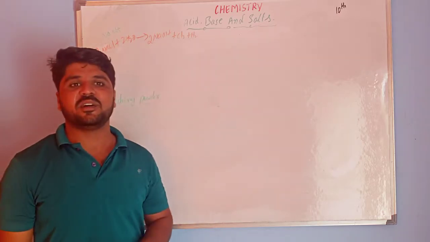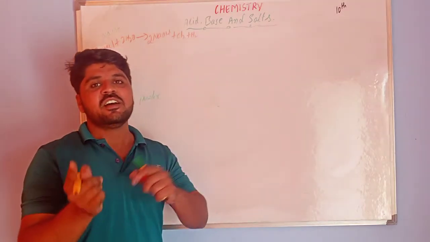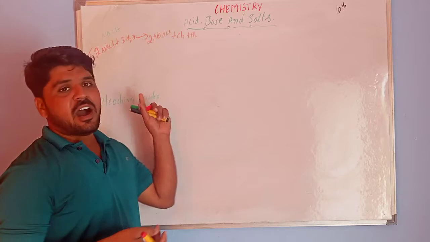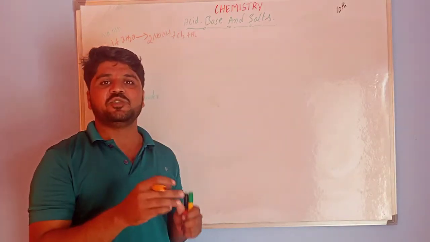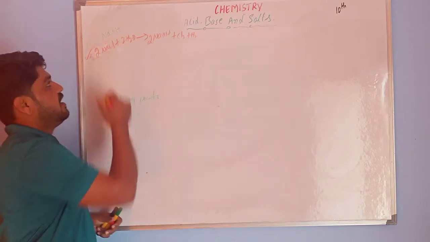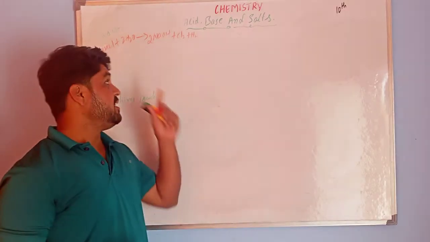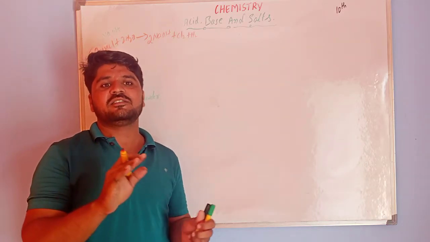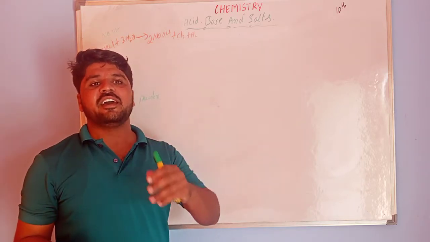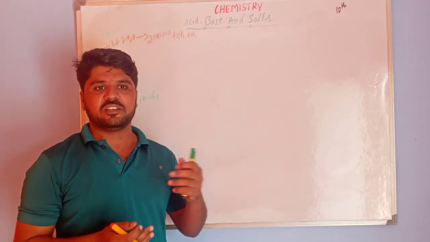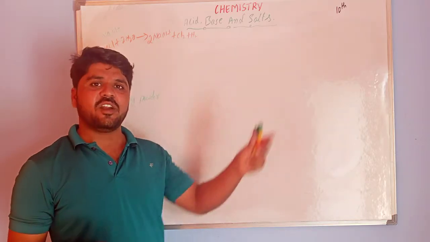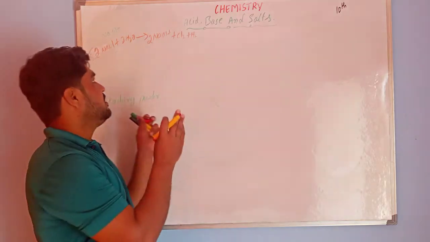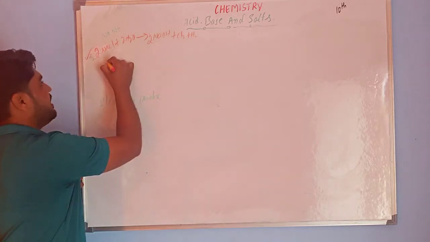This equation is very important. By the electrolysis method, what happens in electrolysis? When you pass the electric current through the aqueous solution of NaCl, cations are attracted to the cathode and anions are attracted to the anode. That's why chlorine gas is liberated at the anode and hydrogen gas is liberated at the cathode. This is done in electrolysis.